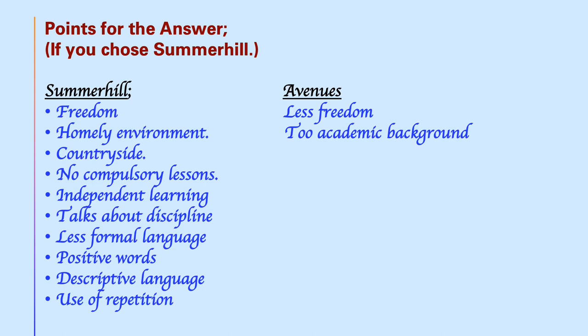And in addition, you have to write the reasons why you didn't choose Avenues. I have given 2 points, and you can choose one from these 2. One is because of the less freedom that they are having, and the other one is they have too academic a background. So these are the points for your answer.